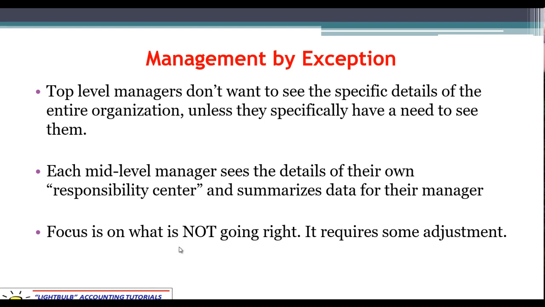So they don't need to see the detail, they need to see the summary, and more importantly, they need to know, is anything not going according to plan, because that's what's going to need their extra effort to try to fix. Now, the underlying assumption is that unless we hear otherwise, we'll assume things are going according to plan. That's basically management by exception. We need to spend time on those items that need to be corrected.